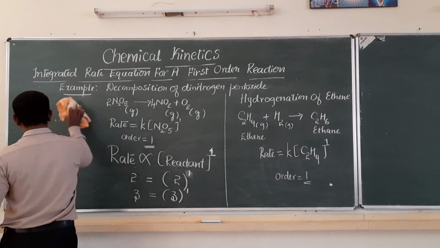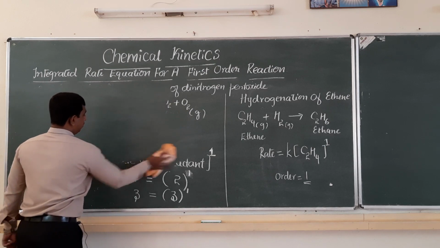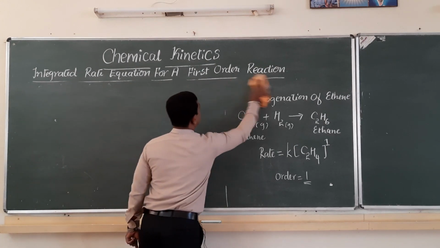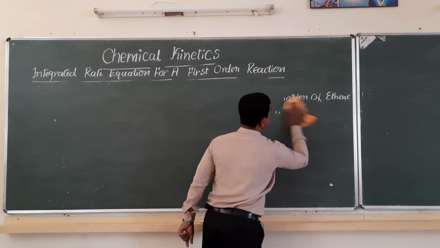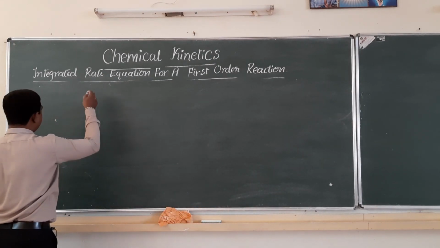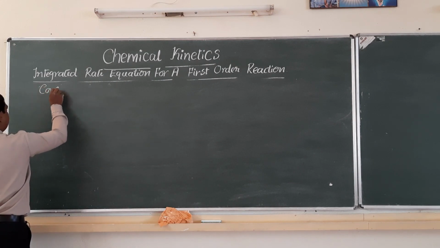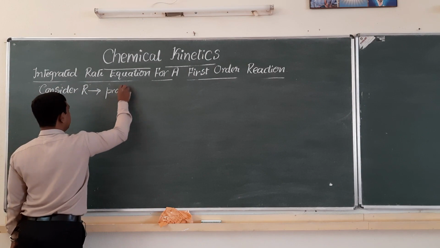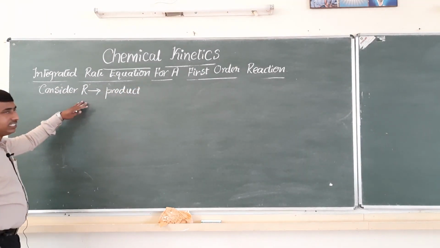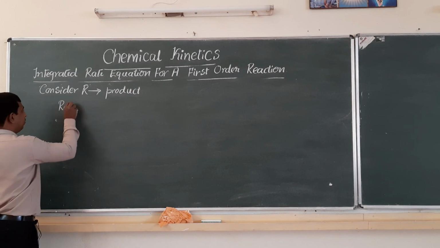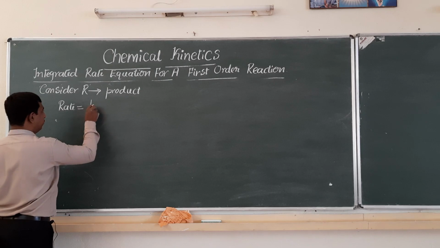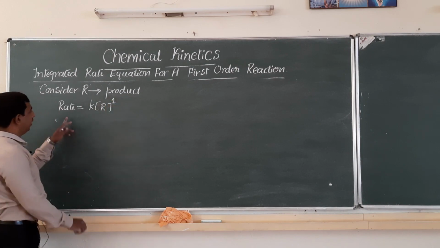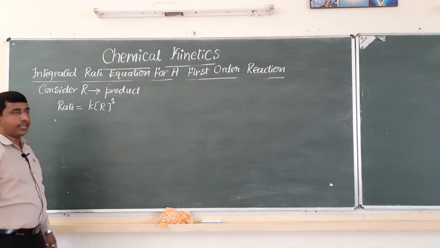Now let us derive the integrated rate equation. Consider a general reaction, that is reactant R producing a product P. Since it is a first order reaction, what can I write? Rate is equal to K into the concentration of the reactant. Since it is first order, the power is 1. So rate is equal to K into the concentration of the reactant, power 1.